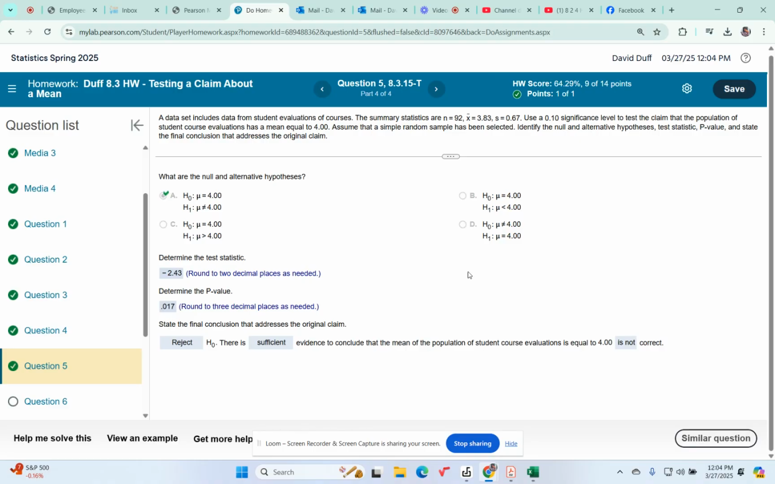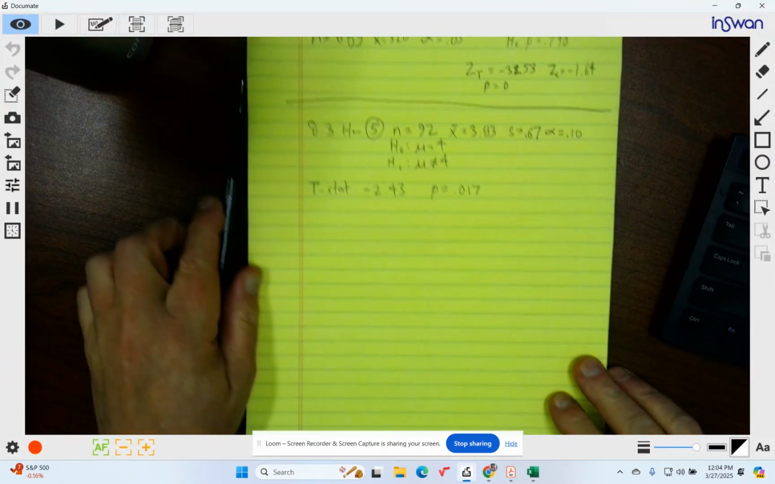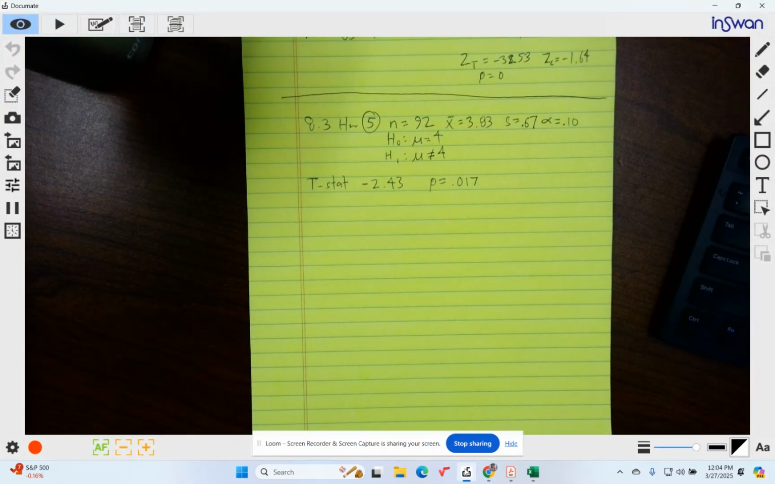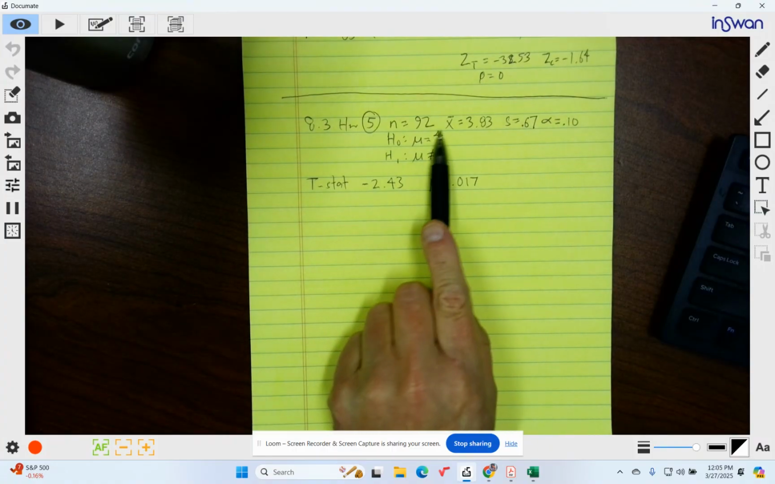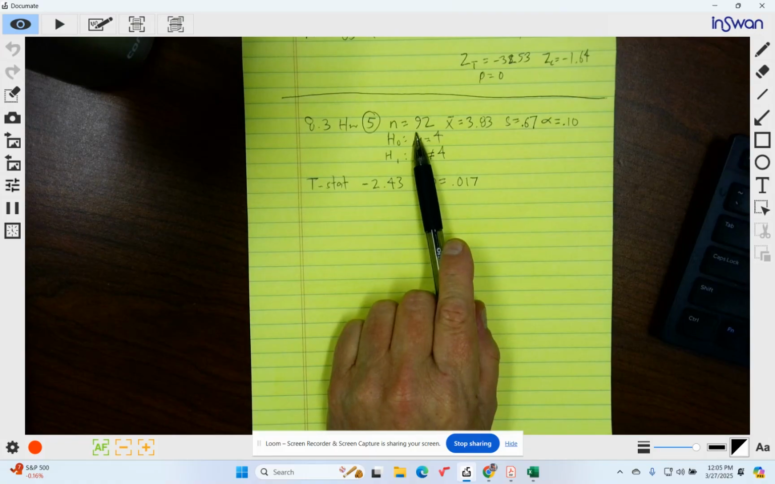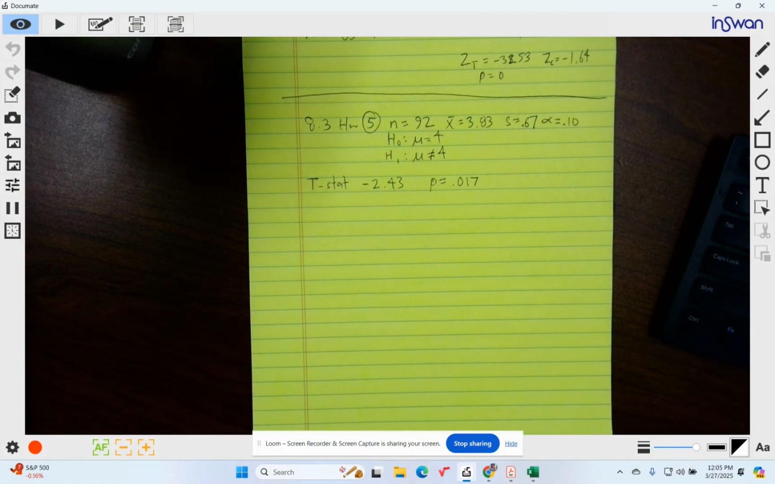All right, so let me come over here. And so I wrote down the information that was given in the problem. This is problem 5. N is equal to 92. So if n is equal to 92, then the degrees of freedom will be 1 less than that. Now, StatCrunch will calculate that for us, but it's worth mentioning. So x bar, that is the sample mean that we got from our data, is 3.83. s is the sample standard deviation, which is equal to 0.67. And alpha is the significance level, 0.10.